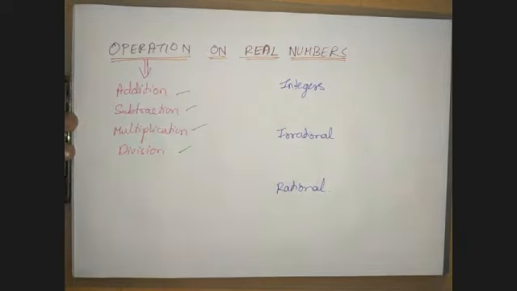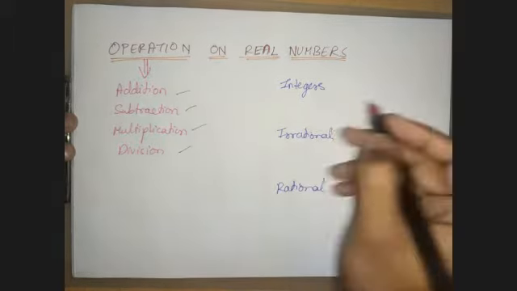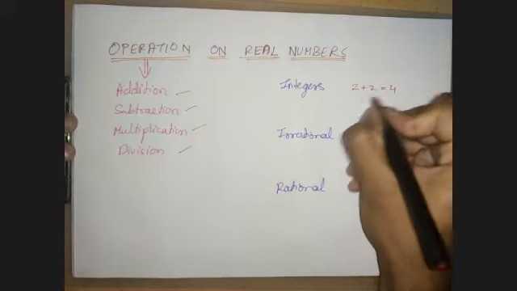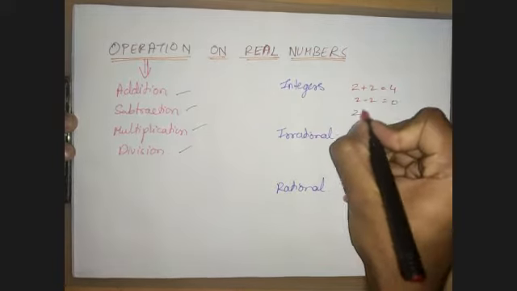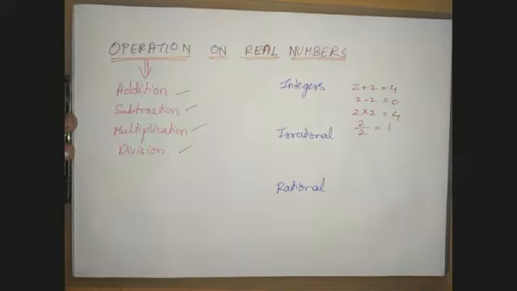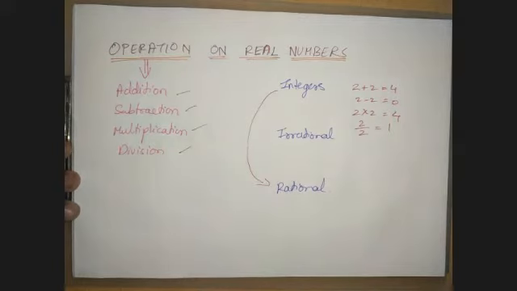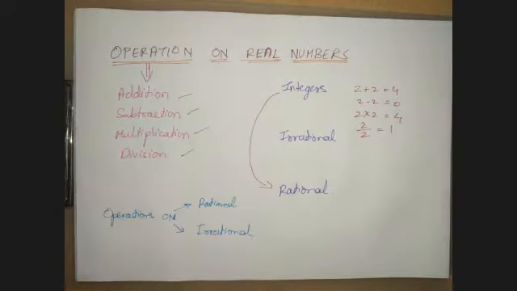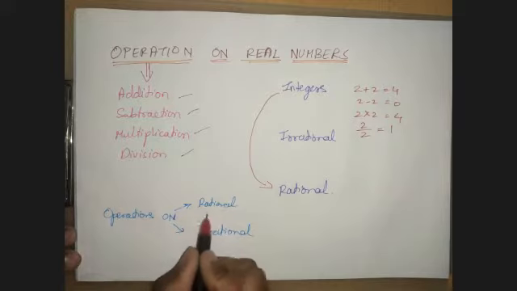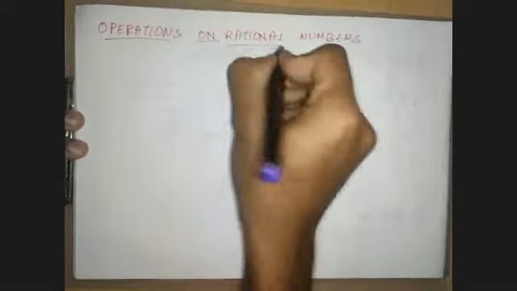We are already very comfortable with operations on integers, like 2 plus 2 is 4, 2 minus 2 is 0, 2 into 2 is 4, 2 by 2 is 1. So we are comfortable with all these. Now, integers come under rational numbers, so we might mainly discuss operations on rational numbers and operations on irrational numbers. Now let us look at operations on rational numbers.